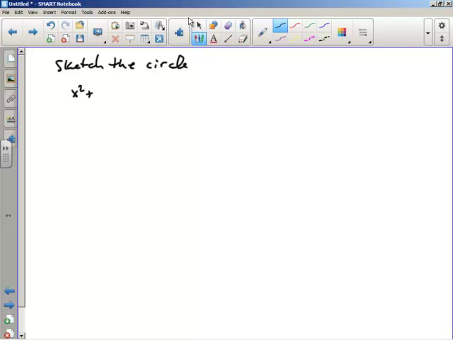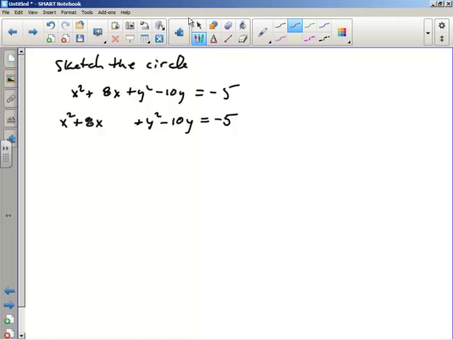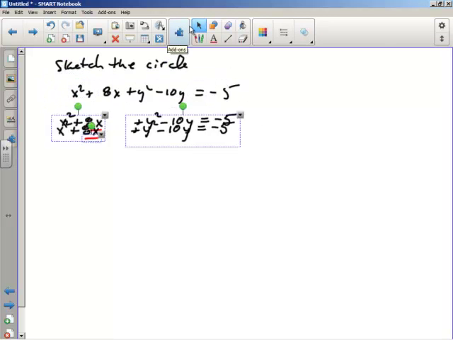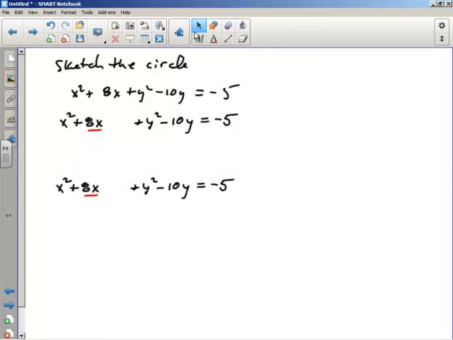So we have x squared plus 8x plus y squared minus 10y equals negative 5. We want to get this into standard form. And that requires, in this problem, completing the square twice. Okay, so let's see, I'm just going to clone that line to be a little more transparent in my write-up so you can see where things came from when you're just looking at a printout of this darn thing.